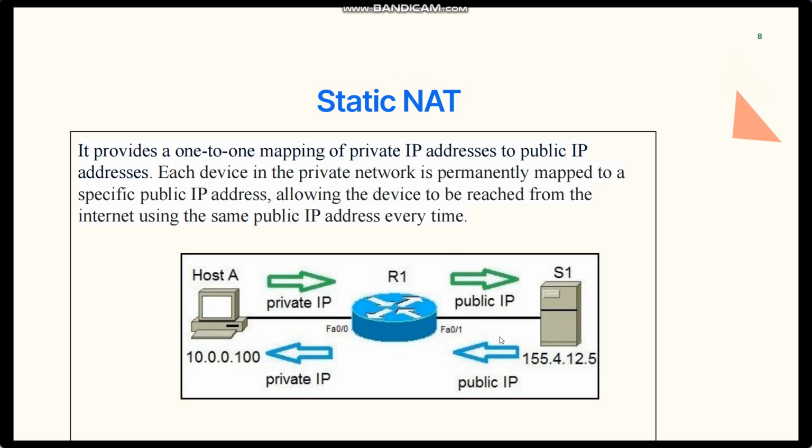Here we can see the same thing. Each device in the private network is permanently mapped to a specific public IP address, allowing the device to be reached from the internet using the same public IP address every time.